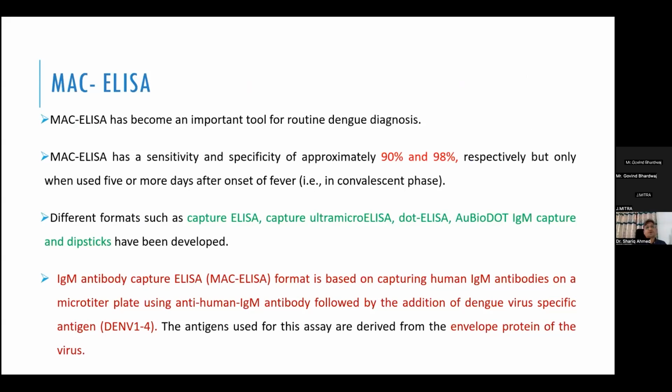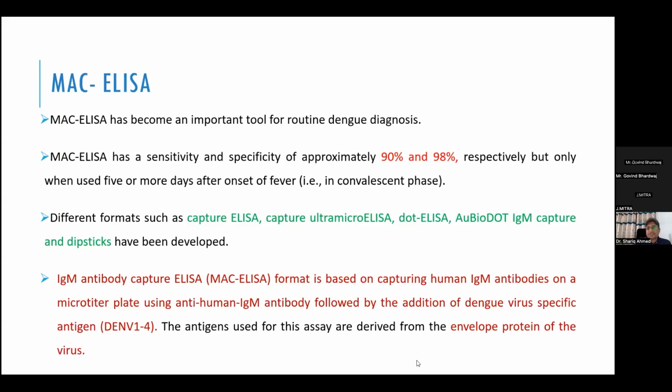Next, the most common and most important serological test used is the MAC ELISA. MAC ELISA is known as IgM capture ELISA, which is the most important tool, and it has a sensitivity of around 90 to 98%. But only when used after the fifth day of onset of fever. Sometimes there is a mistake that we make as clinicians, that we order an IgM ELISA test on the 3rd or 4th day. So the sensitivity decreases. There are different formats available for these ELISA, like capture and ultra micro ELISA, dot ELISA, and others.